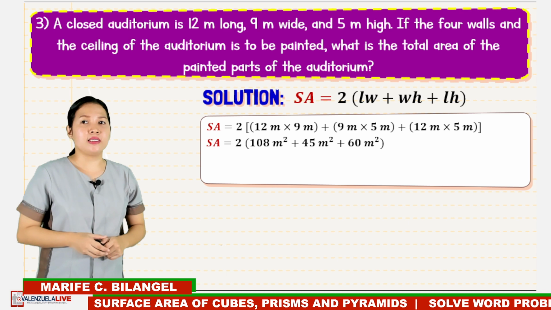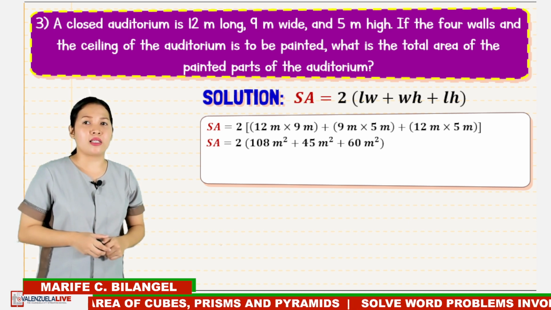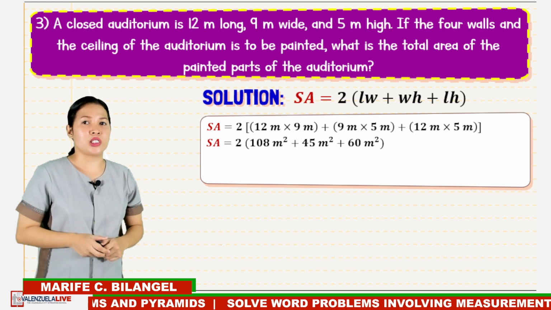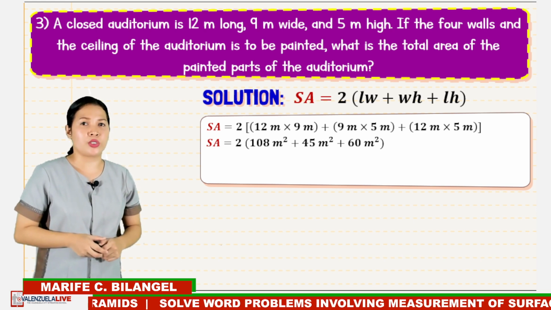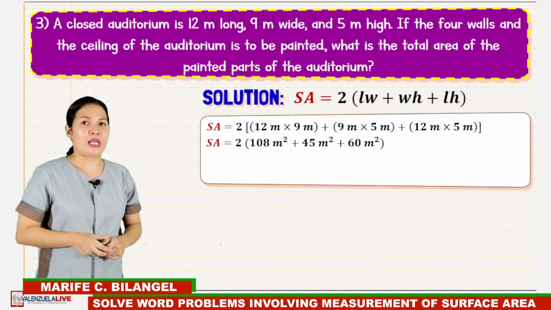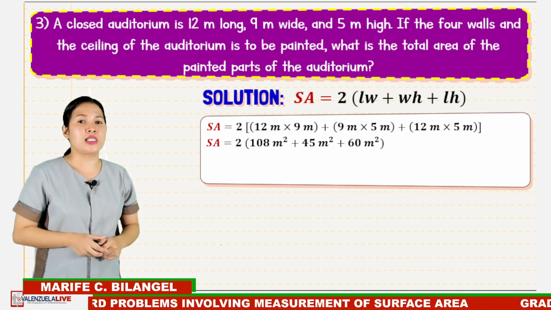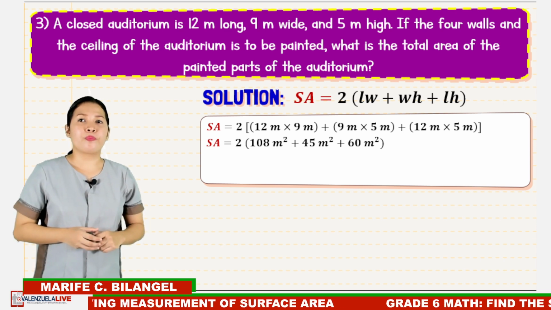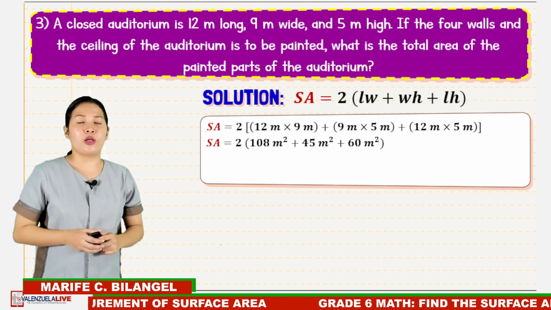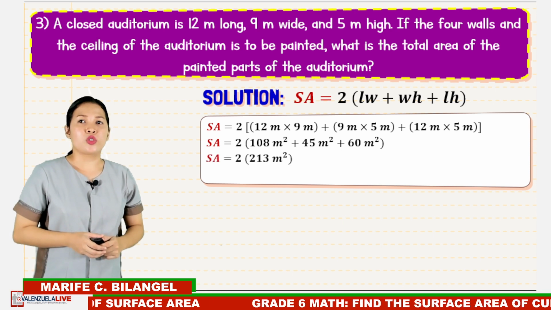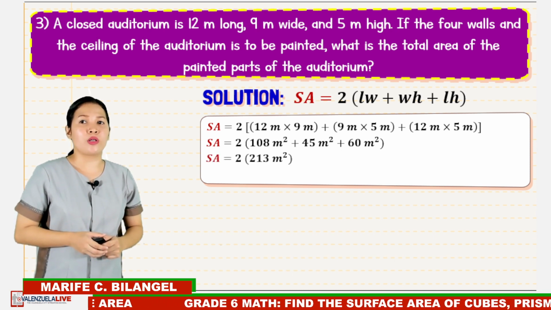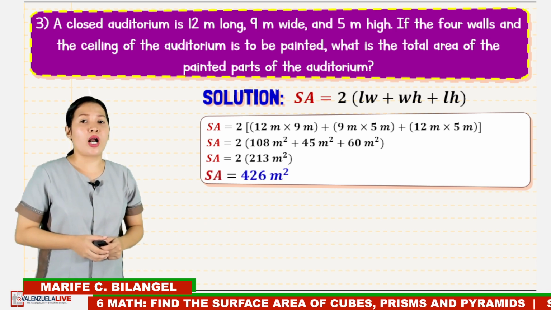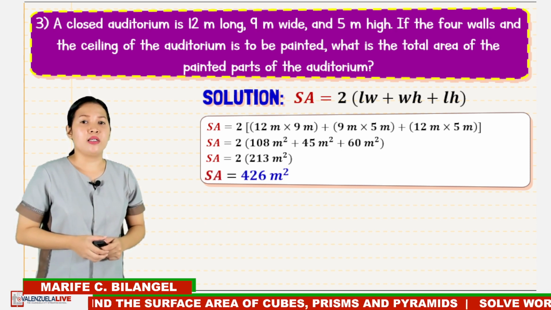12 times 9 is equal to 108 square meters. 9 meters times 5 meters is equal to 45 square meters. 12 meters times 5 meters, that is equal to 60 square meters. Let us add all the areas of the rectangular prism. So we have 213 square meters times 2. That is equal to 426 square meters.